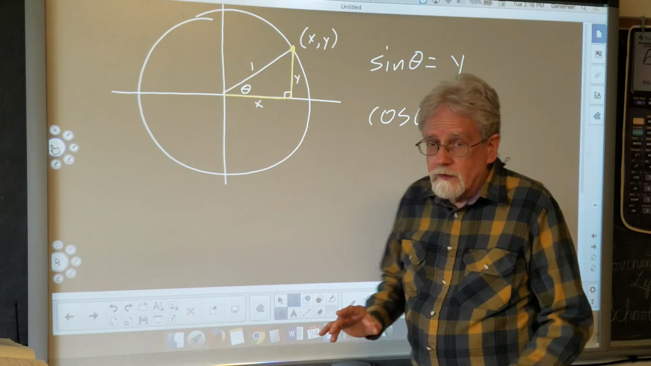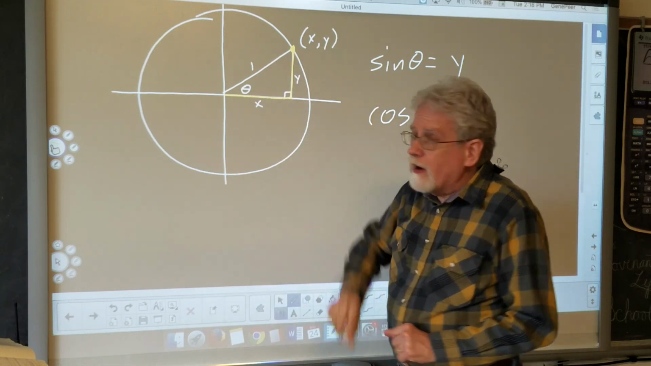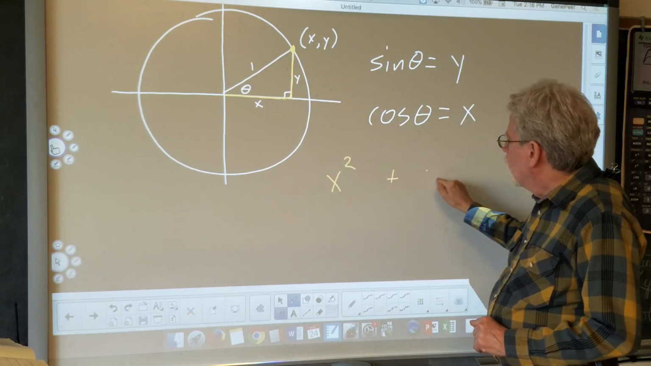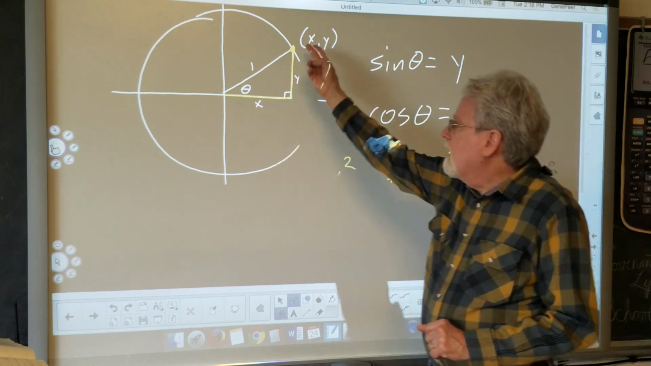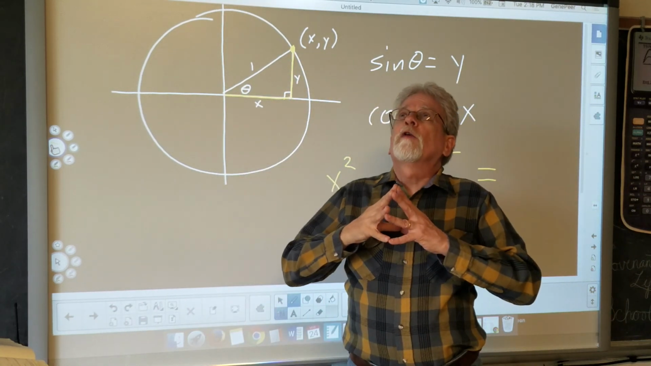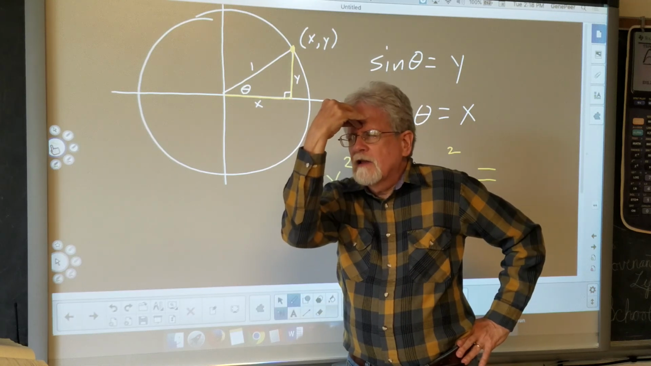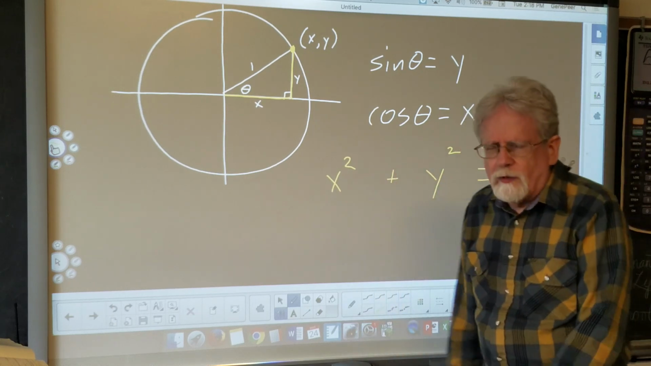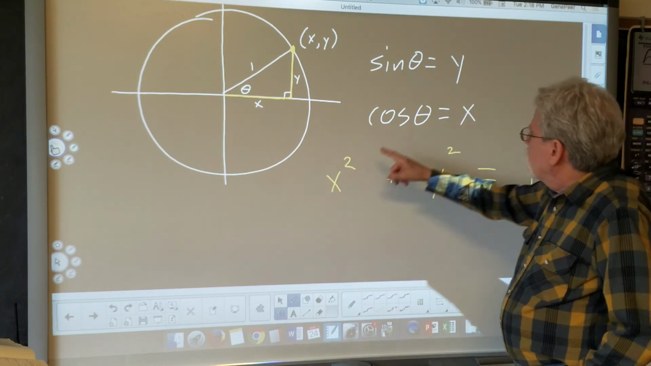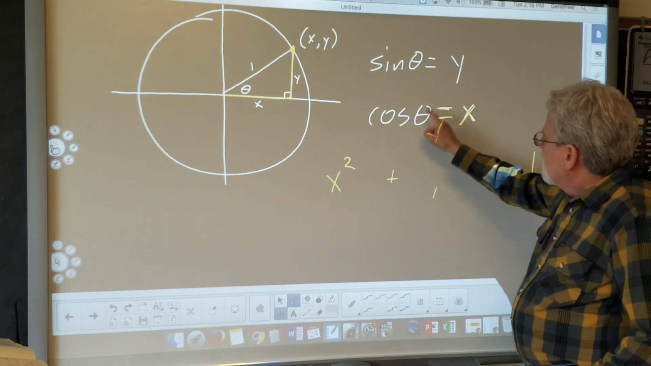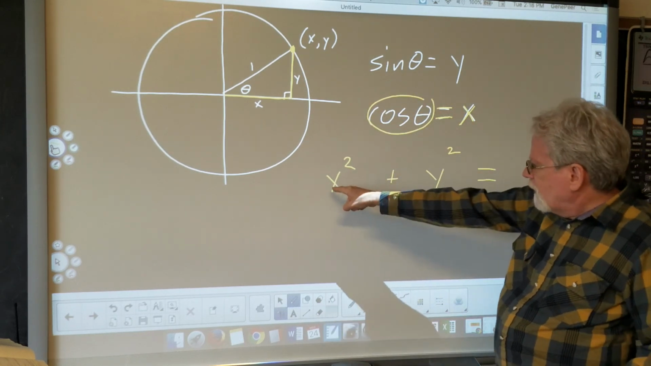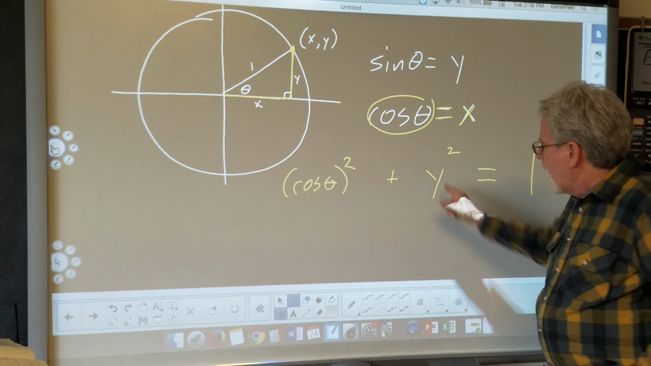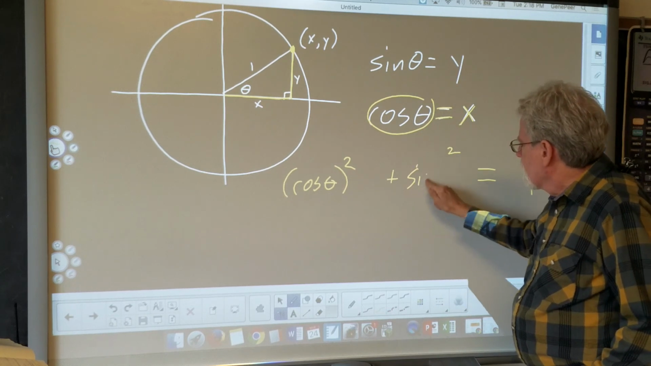We also know from the Pythagorean theorem that in any right triangle, in this case, x squared plus y squared has to equal the hypotenuse squared. Well, for a unit circle, 1 squared. Get out the calculator? Yes, 1 squared is 1. But hold on just a moment. Isn't x the same thing as cosine? So I can change this x into cosine of theta, and I can change this y into sine of theta.